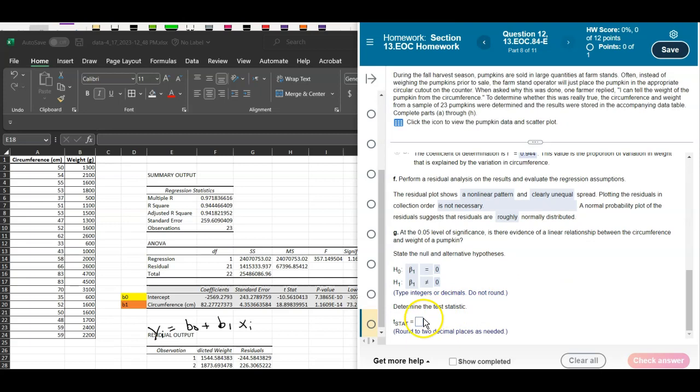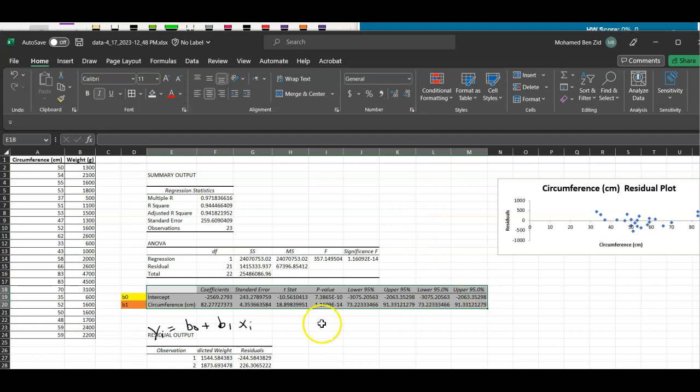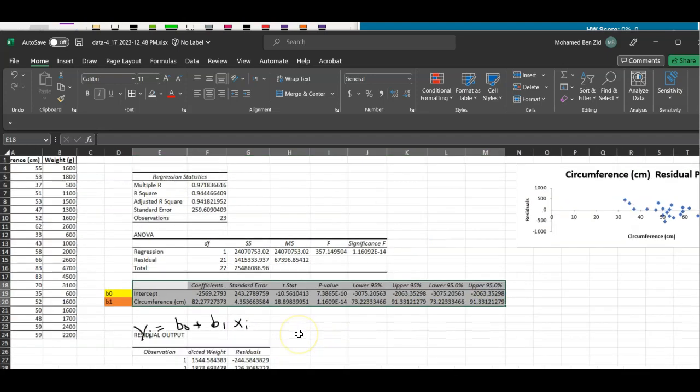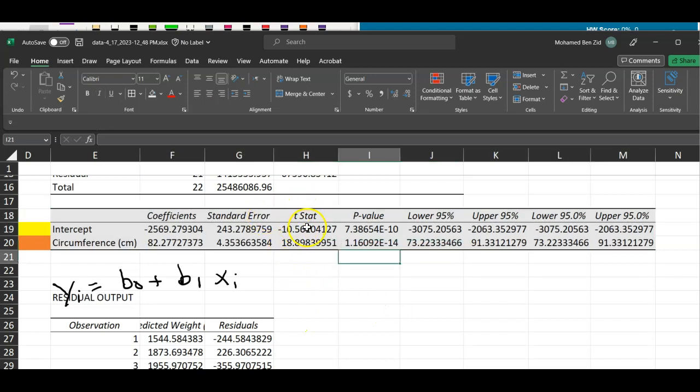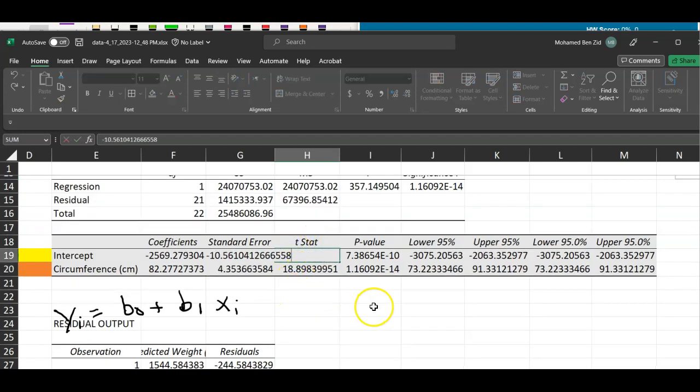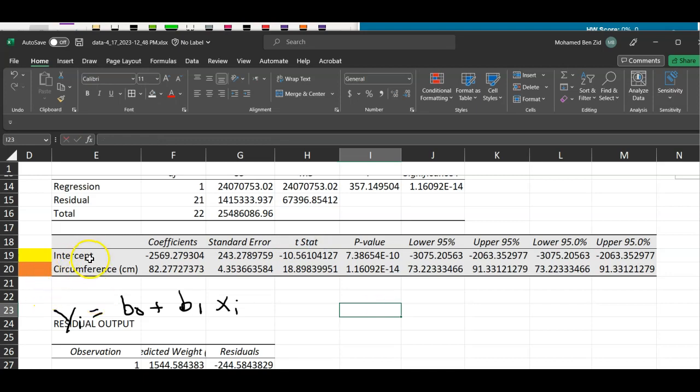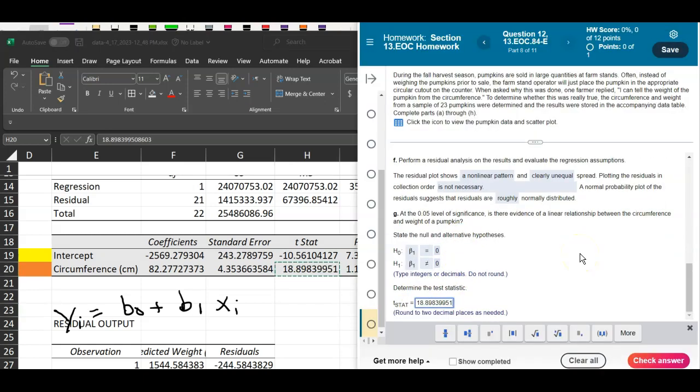Nice. Now they are asking you about the t statistic. You just have to identify the zone of this test, and that's this table, the highlighted table. We don't really need anything else. As you notice here, we have two t-stats. The first one is for the intercept, and we don't need it. We need the one for the circumference, that is the B1. Copy it, plug it in, and round to 2 decimal places, so that's going to be 90 here instead of 89. Let's check.